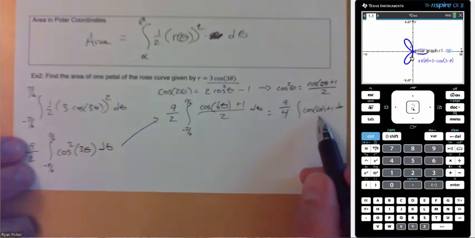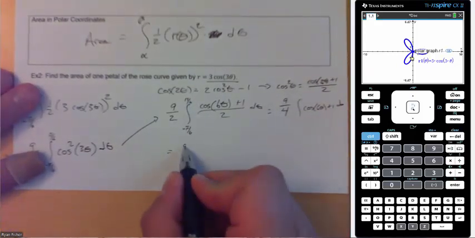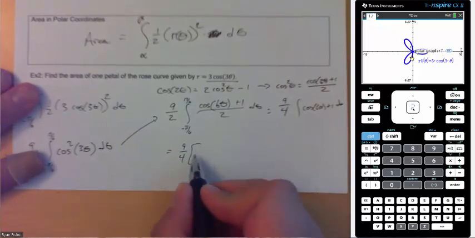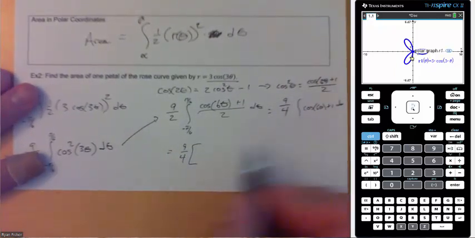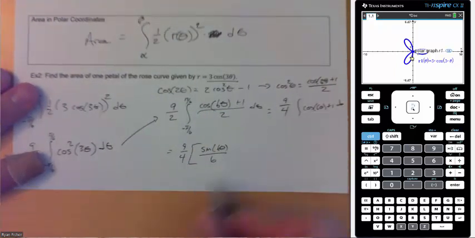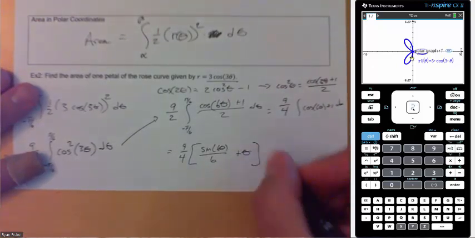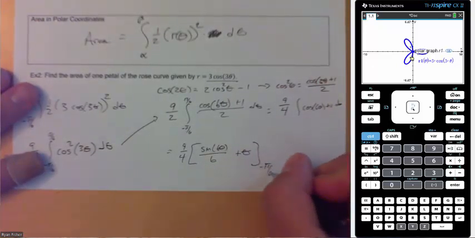Let's integrate this with respect to theta. This should be 9/4 times the antiderivative of cosine of 6 theta, which is sine 6 theta over 6. The antiderivative of 1 with respect to theta is just theta. And this is from negative pi over 6 to pi over 6.